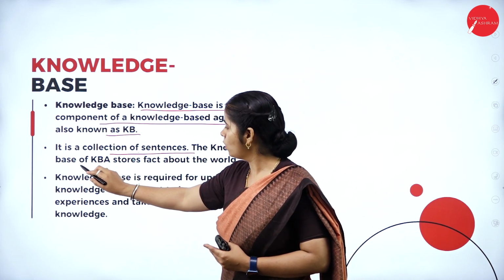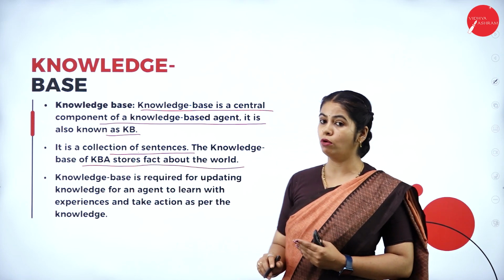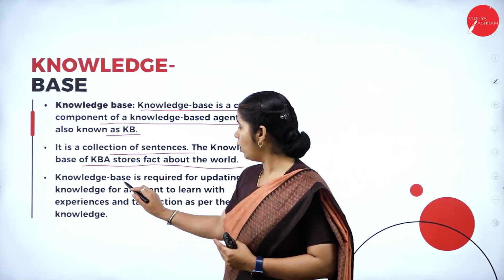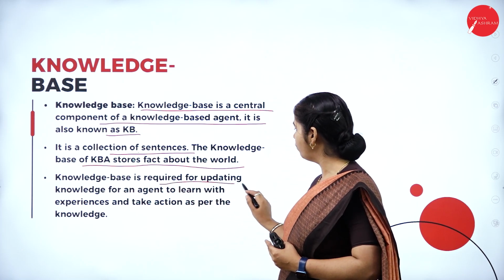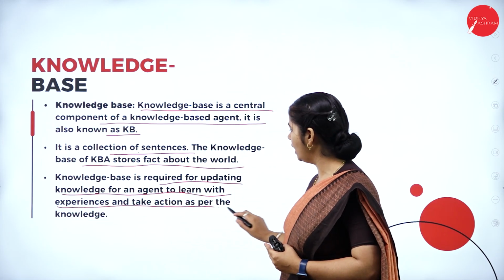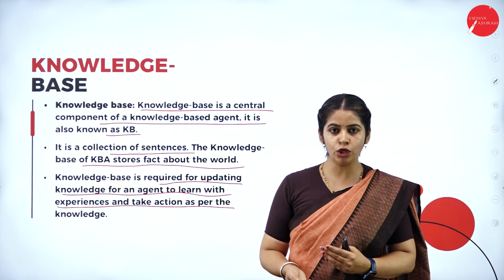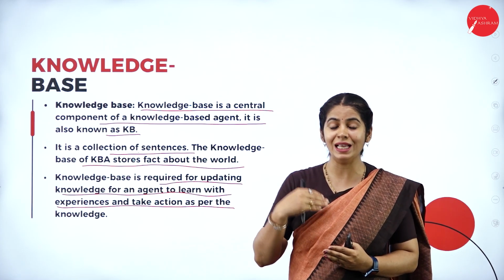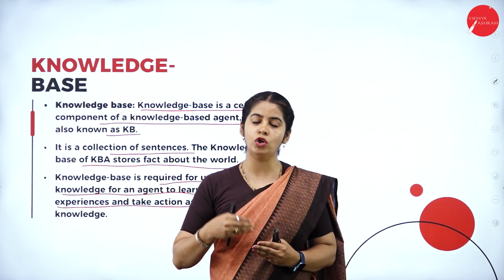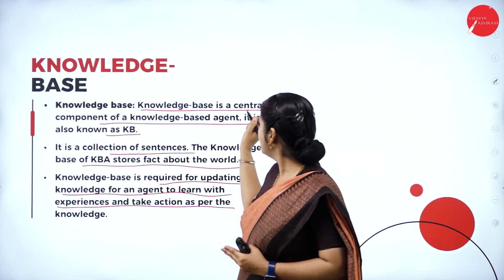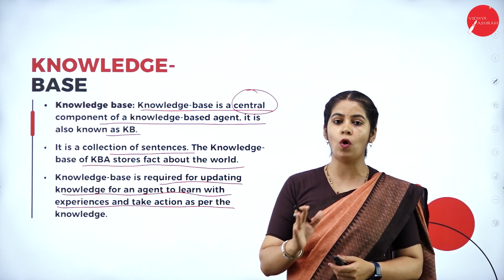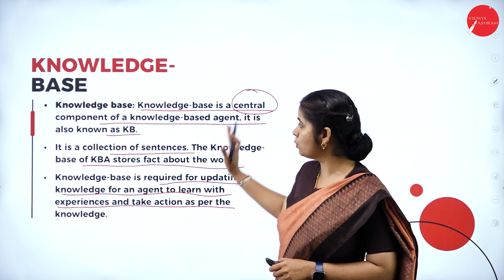The knowledge base of the knowledge based agent stores the facts about the world. Depending on what? Depending on the perceptions. Knowledge base is required for updating the knowledge, so that an agent can learn with experience and take action. Why do we need the knowledge base? Because the knowledge based agent will learn from that particular knowledge base. That's why it's an essential component, and that's why we call it a central component of the knowledge based agent. Without the knowledge base, the agent cannot act intelligently. That's why it is very important.